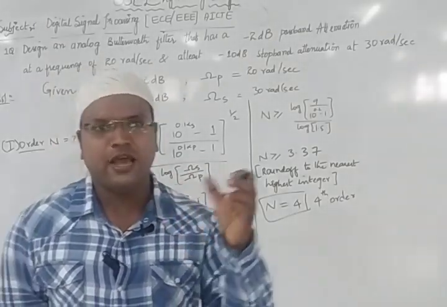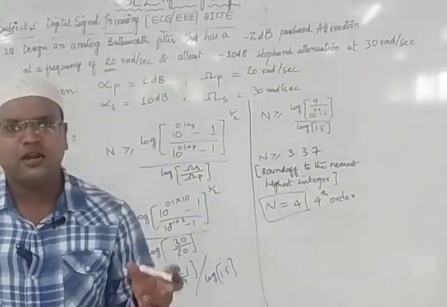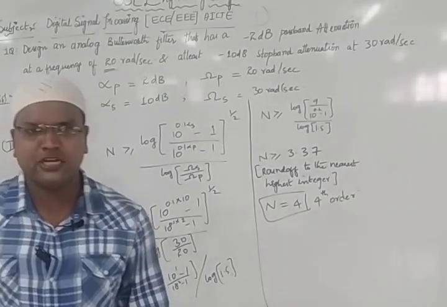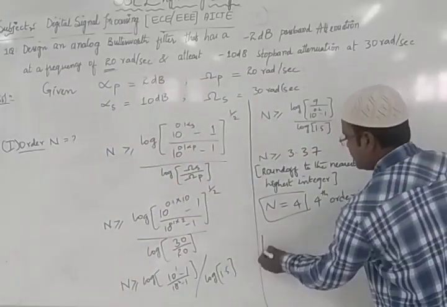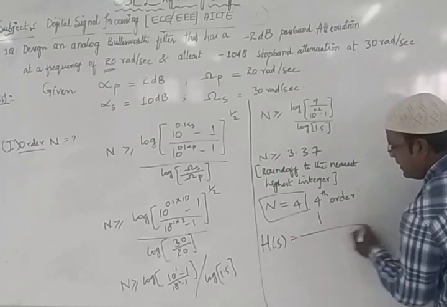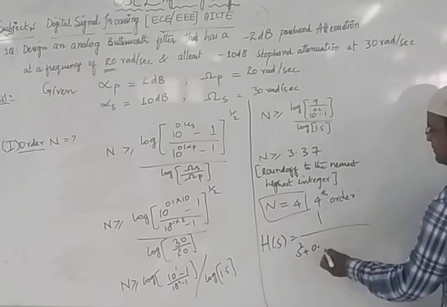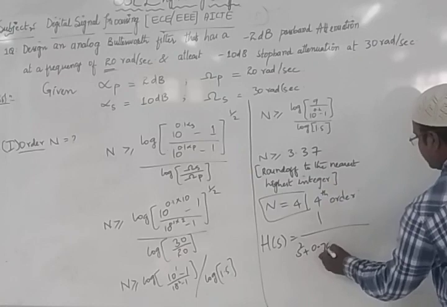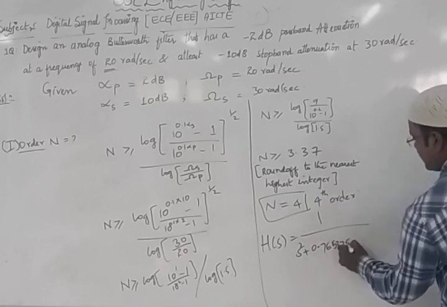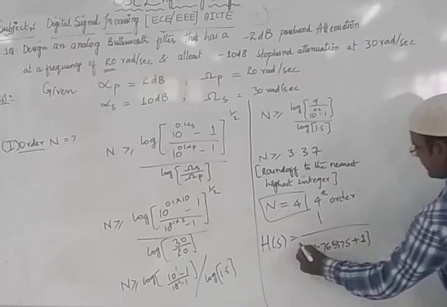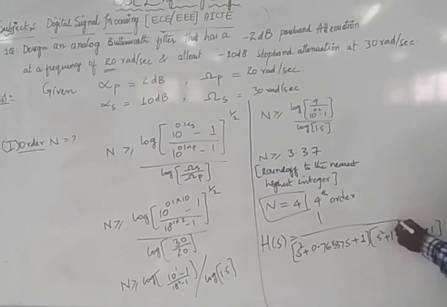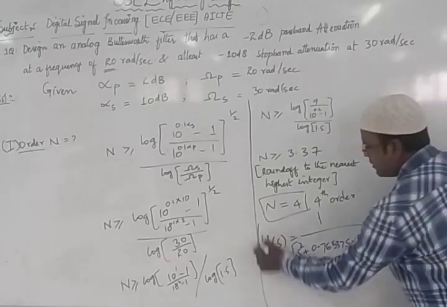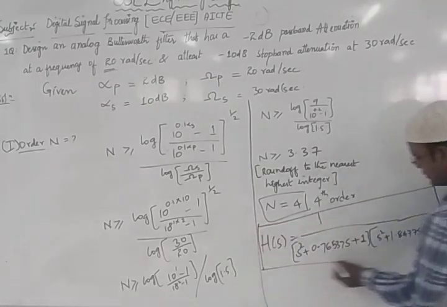While I was explaining this, I said that whenever we want to take the values, we need to consider the denominator constant polynomial. So what is the n is equals to 4 denominator polynomial I do have? I have h of s. What is h of s? 1 by s square plus 0.76537 s plus 1. This is a constant value, students, so we need to remember this value while we are taking the polynomial. Into s square plus 1.8477 s plus 1. Okay, so we got the transfer function. This is called the transfer function. Clear?